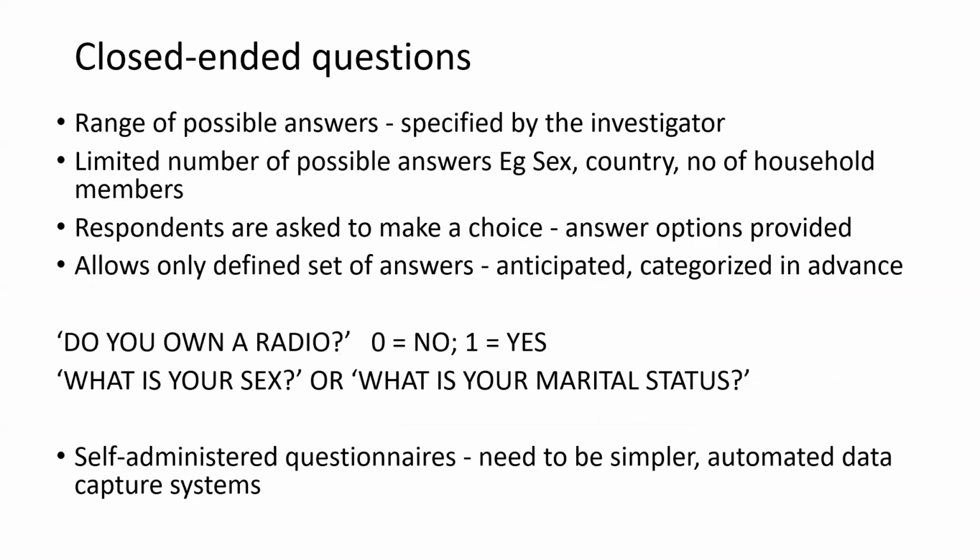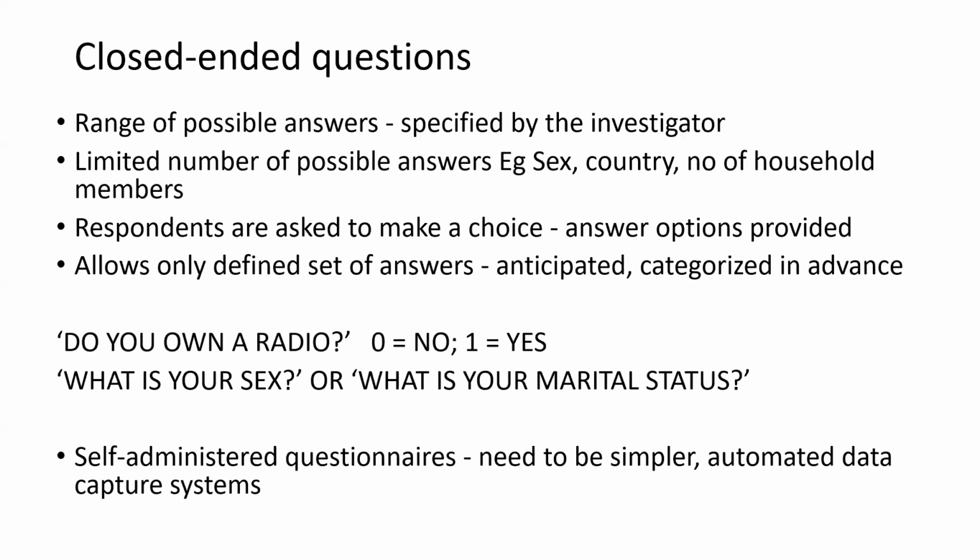Now here, the investigator specifies all the possible answers and the respondent has to choose the answers. So there are a limited number of possible answers. So again, the data is simple, factual, but the answers are limited in number and therefore you can mention them as options. So such questions could be about the sex of the respondent, country of residence, or the number of household members who are there.